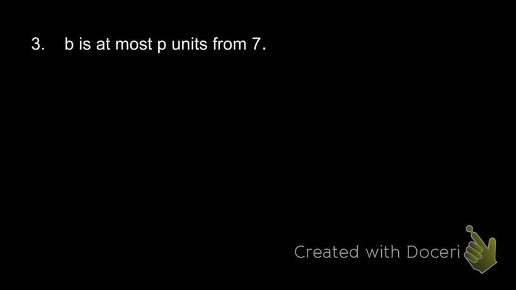B is at most p units from 7. So here it's not as clear what two numbers we're finding the distance between, but it says B is at most p units from 7. So p is the distance that B and 7 are from each other. So it's talking about the distance. We could rewrite this as the distance between B and 7 is at most p units. So we can write that like this. B minus 7, the absolute value of that, is at most, so it's going to be less than or equal to p. So the distance between them is going to be at most p. So it's going to be p or less.